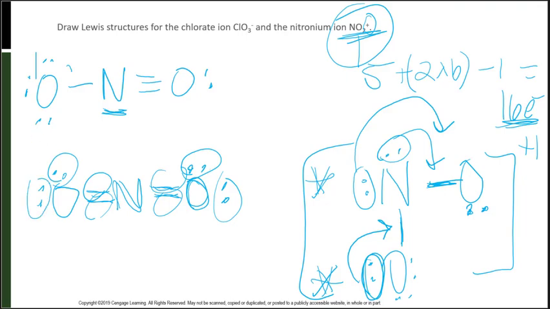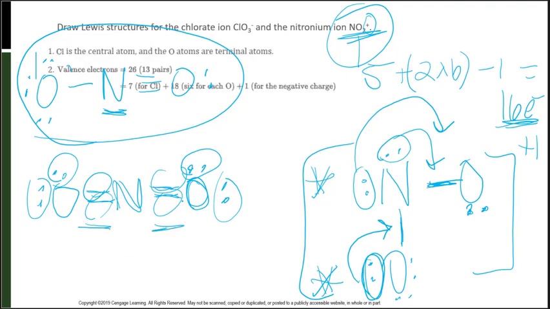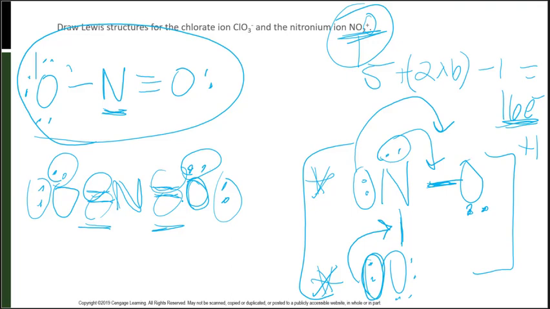There's a couple different ways we could draw this. We could draw it like that. We could also draw the triple bond on the left side and a single bond on the right. Or we could have 2 double bonds. We're going to learn more about that in the next section when we talk about resonance.